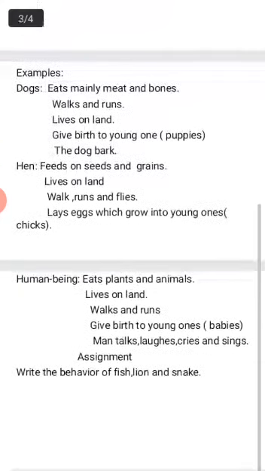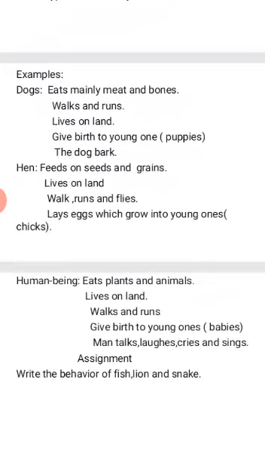The behaviors of human beings, let me say it again. We eat plants and animals. We live on land. We walk and run. We give birth to the young one, which is called baby. We talk, we laugh, we cry, we sing, and we dance.